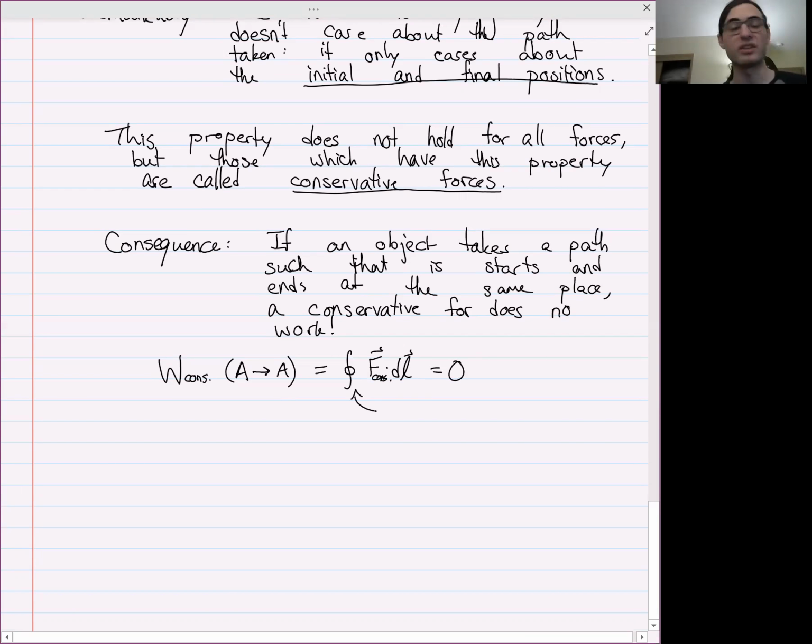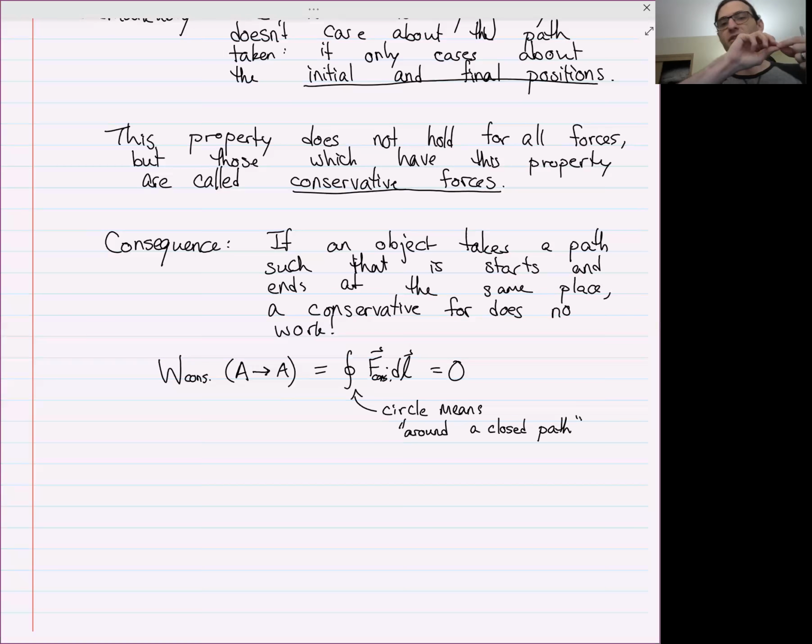So you guys may not have seen this notation before. That circle in the integral sign, the circle means around a closed path. And a closed path is just a path that closes back in on itself. So it starts somewhere, it goes, and then it comes back to itself. It's like a loop of string where the end is tied to the beginning, rather than just a string that's laid out, not connected back to itself. Any conservative force going around a closed path does no work.